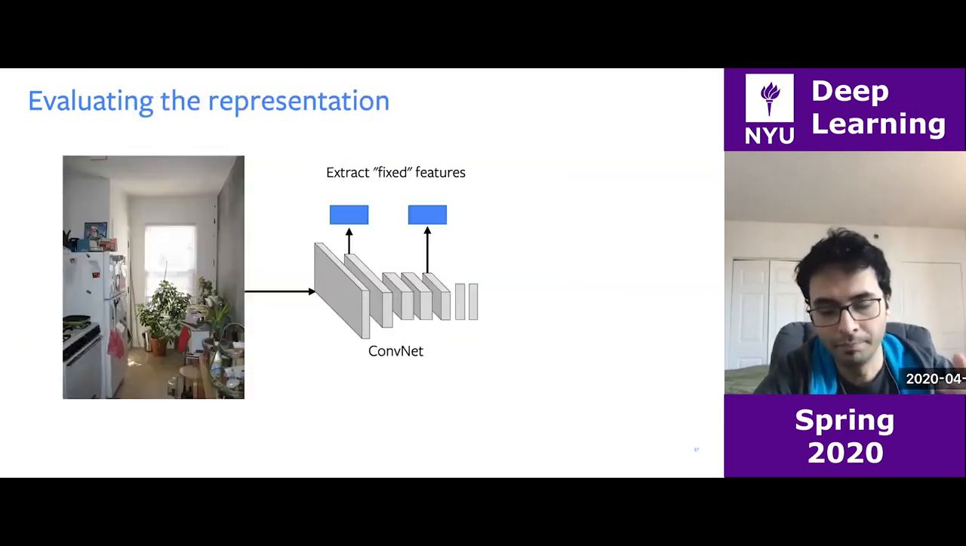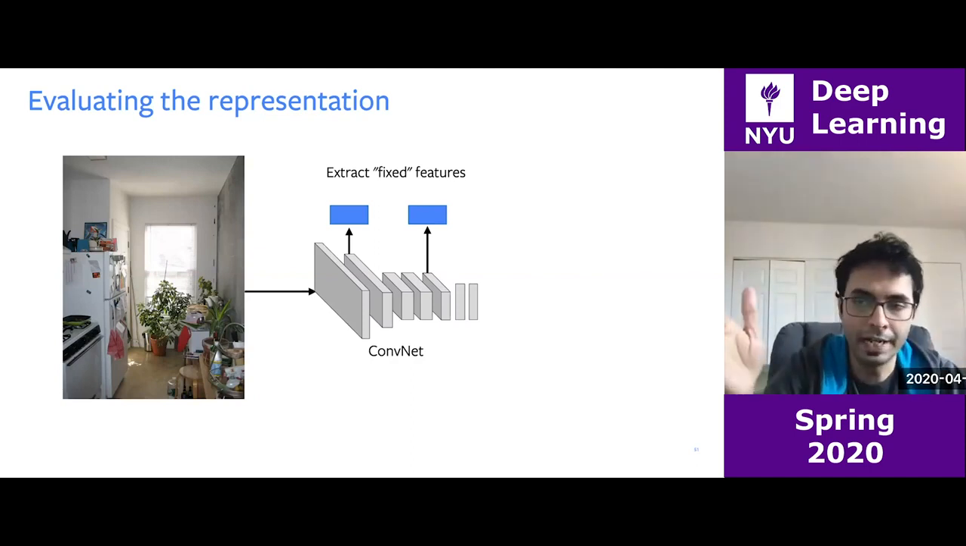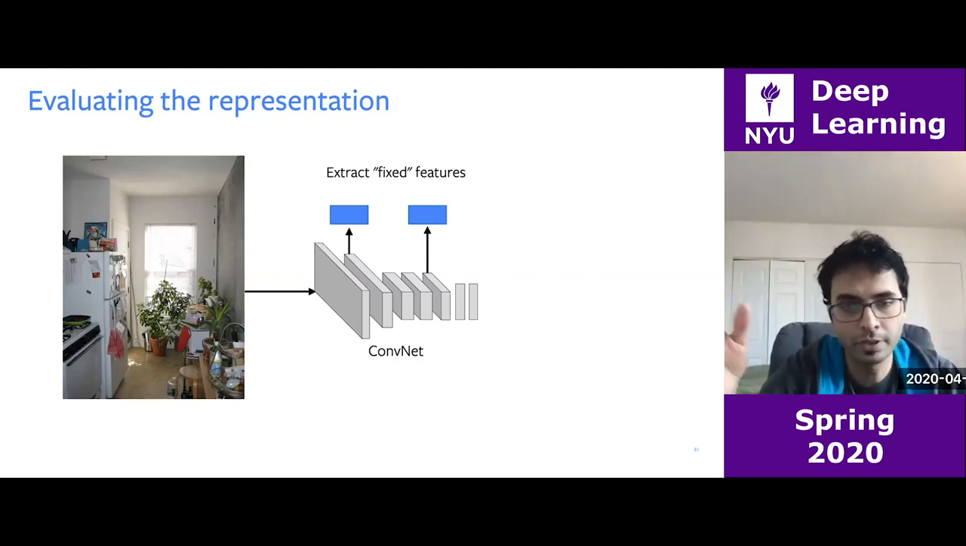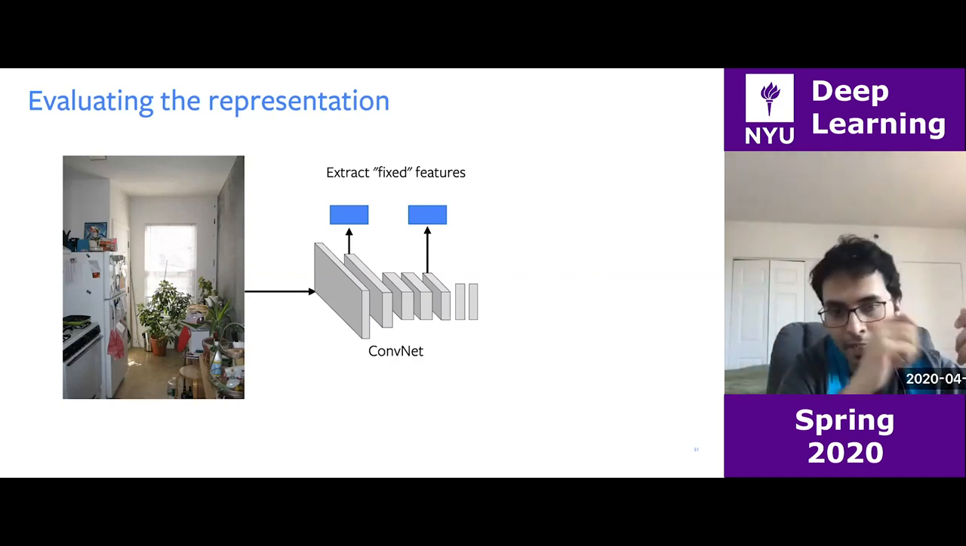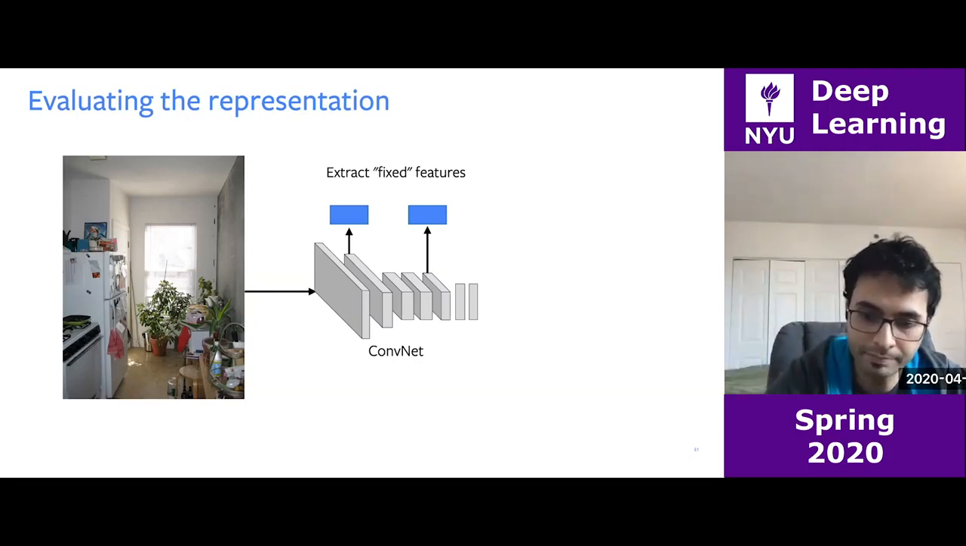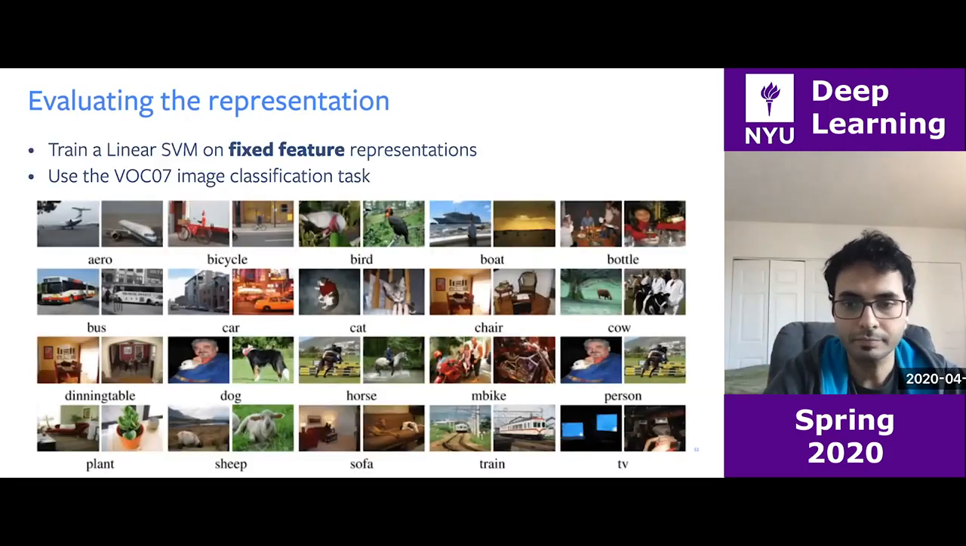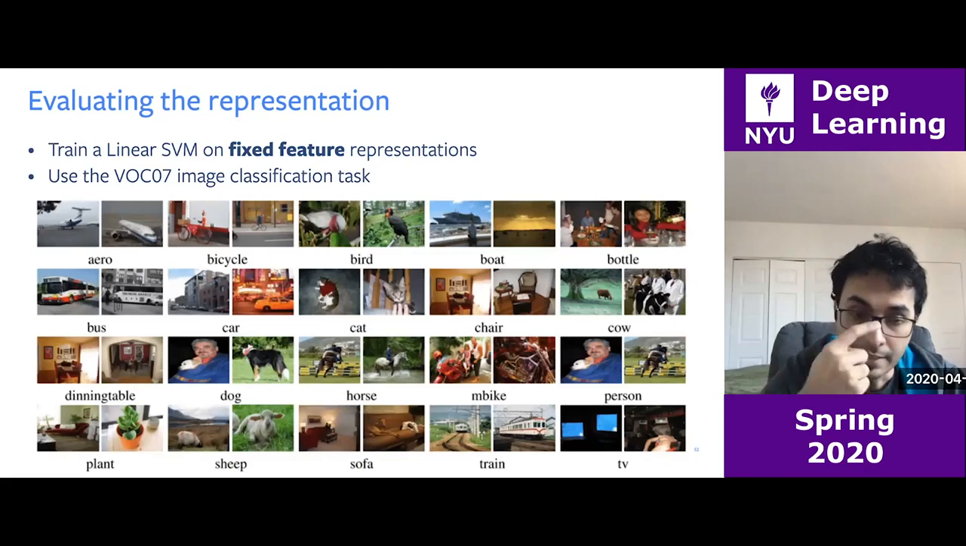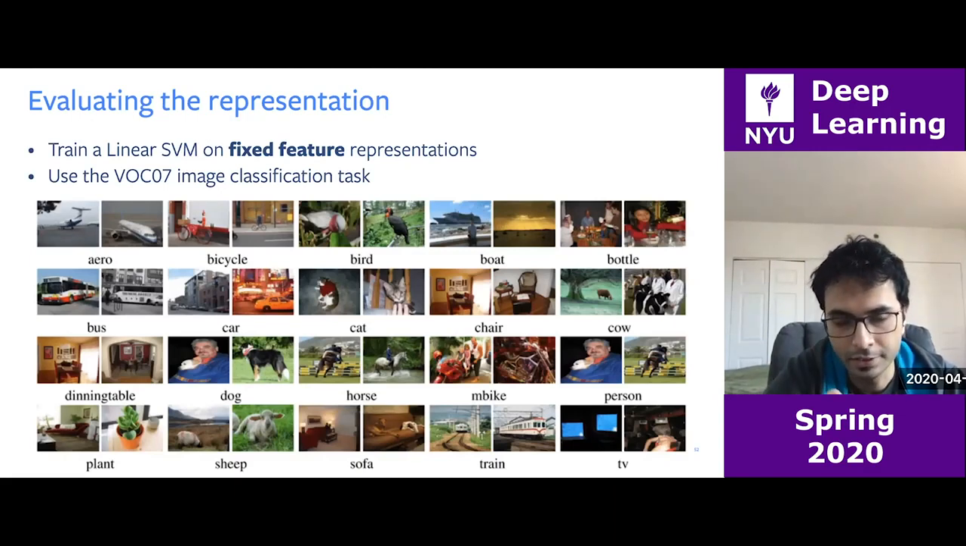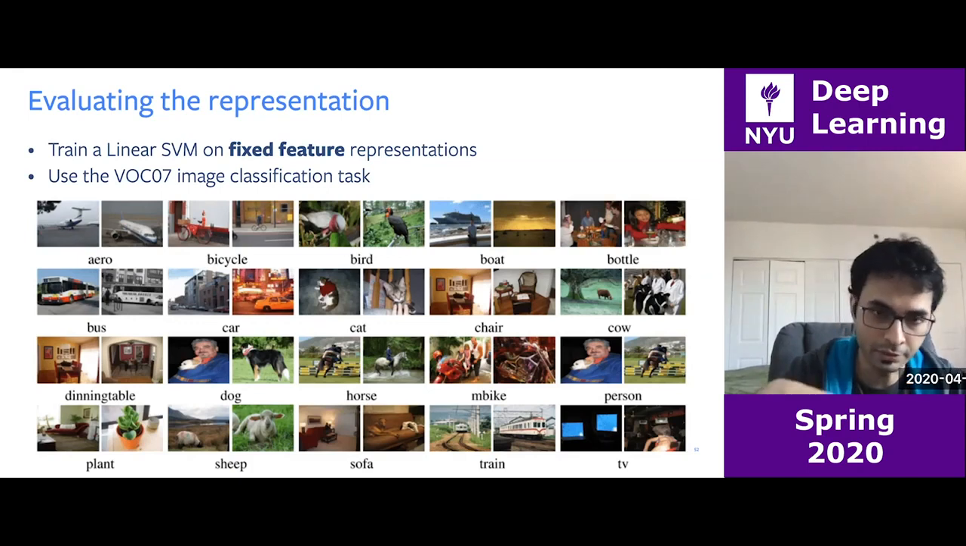The way to evaluate the representations is to extract fixed features, and you can extract these fixed features from different parts of the network. They can come from a layer which is very close to the input, or from a very high level layer which is very close to the output. In this way, you're measuring the semanticness of each of these different layers. The standard thing we did for a lot of these experiments was to use an image classification task to understand what is going on.